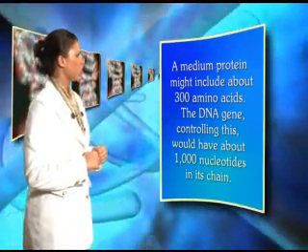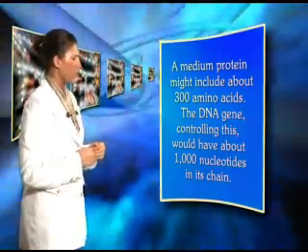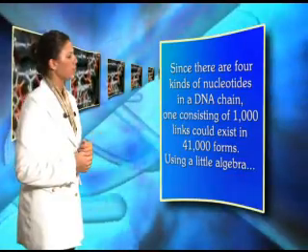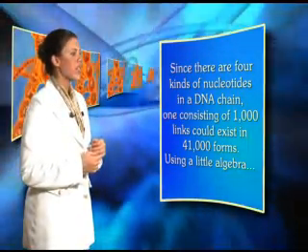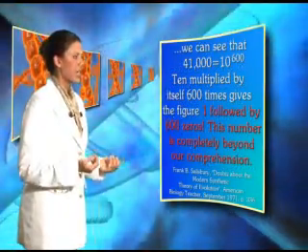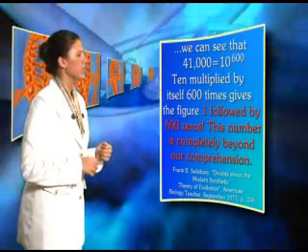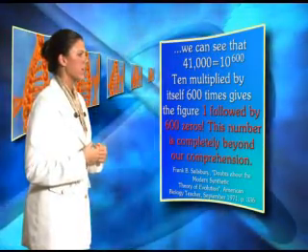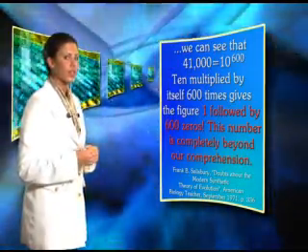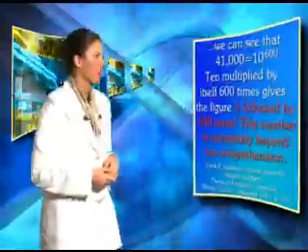A medium protein might include about 300 amino acids. The DNA gene controlling this would have about 1,000 nucleotides in its chain. Since there are 4 kinds of nucleotides in a DNA chain, one consisting of 1,000 links could exist in 4^1,000 forms. Using a little algebra, we can see that 4^1,000 equals 10 to the power of 600. 10 multiplied by itself 600 times gives the figure 1 followed by 600 zeros. This number is completely beyond our comprehension. As we know, 1 with 12 zeros indicates a trillion. But imagine, 1 with 600 zeros. It's an inconceivable number.